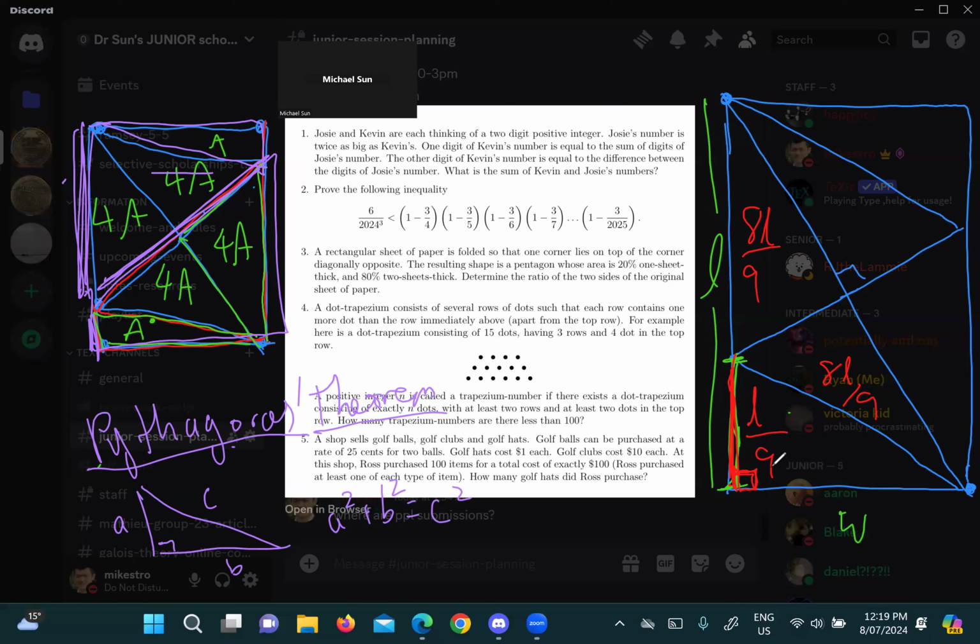So Joshua, you know what we're doing? Are you doing it? You can do it on another piece of paper. There we go. 8L on 9 squared, right?